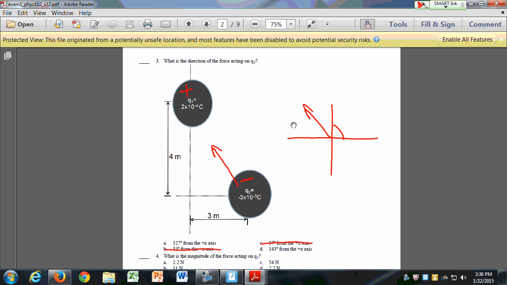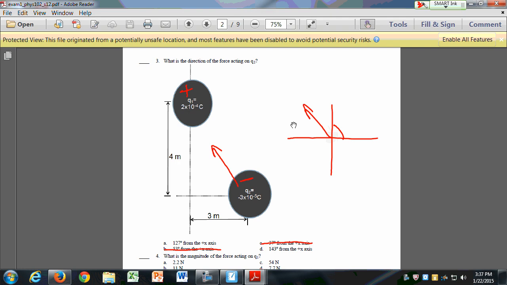Likewise, for the same reason, it can't be B, 53 degrees, because both of those vectors would lie in the first quadrant. I have 127 from the positive x-axis and 143 from the positive x-axis. Both of those are in the second quadrant: 0, 90, 180. Between 90 and 180, I have 143 and 127. It's good to be able to go through your answers and figure out which ones are not relevant, that you can just get rid of.